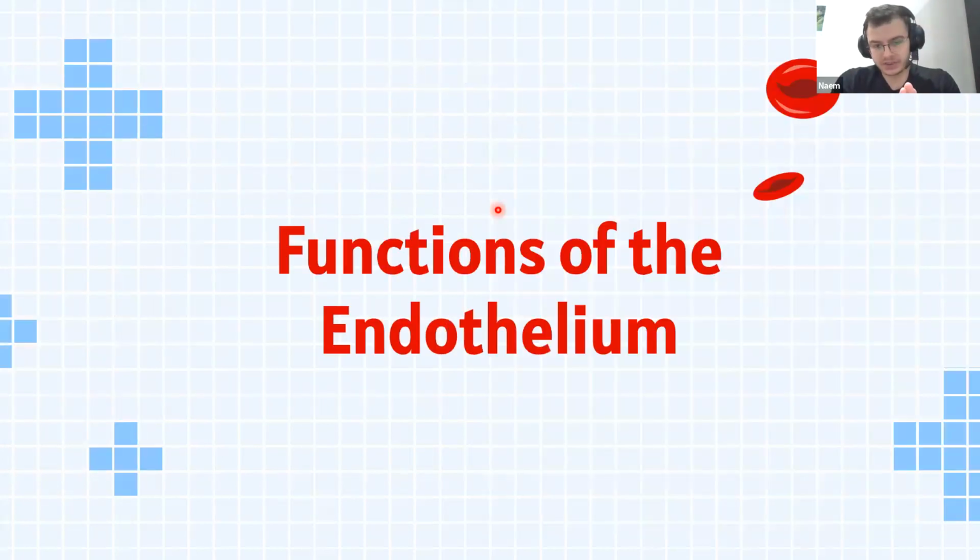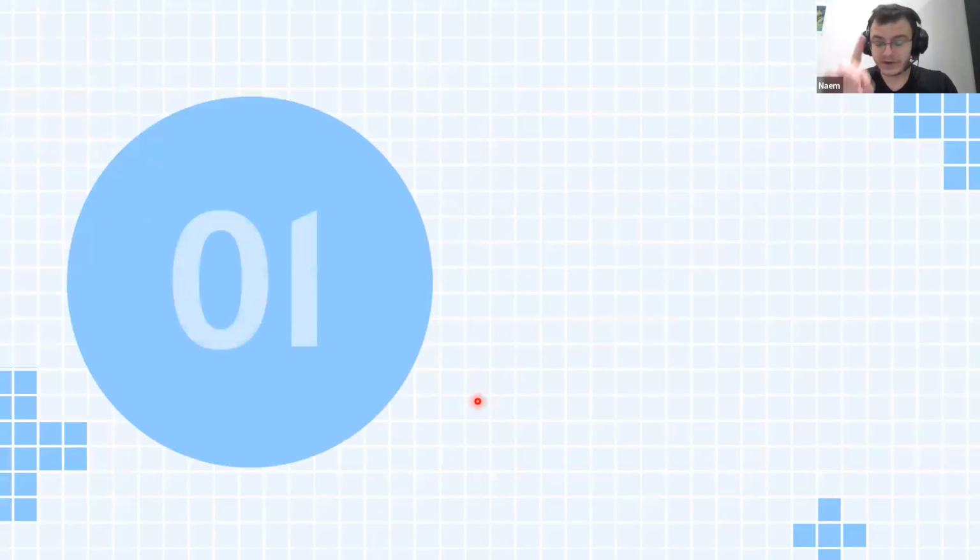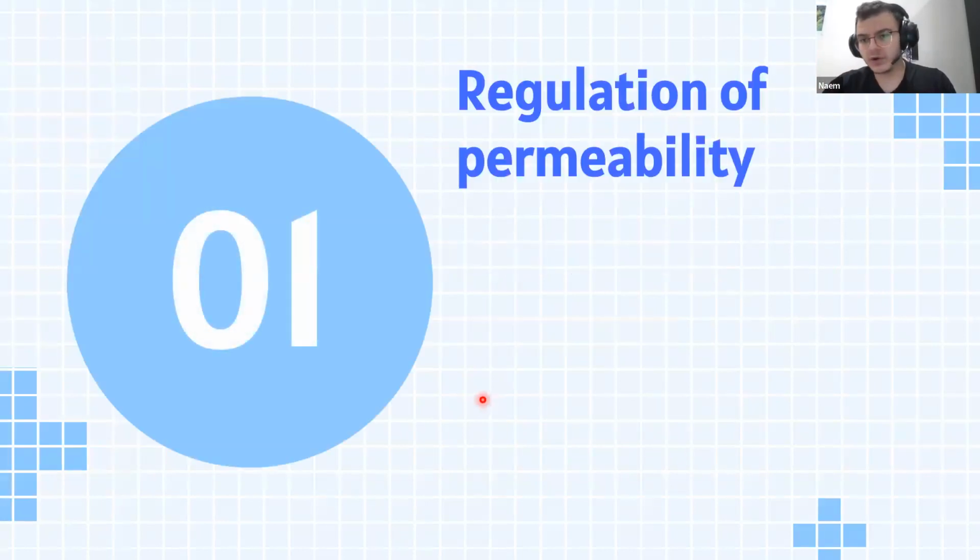Now let's talk about the functions of the endothelium. When I went and looked at Dr. Abdul Jabbar's lecture, he wrote 6 functions. So we're going to take each one of them, dissect it into details, so you can inshallah all understand each single one of these functions. The first one is, again, regulation of permeability.